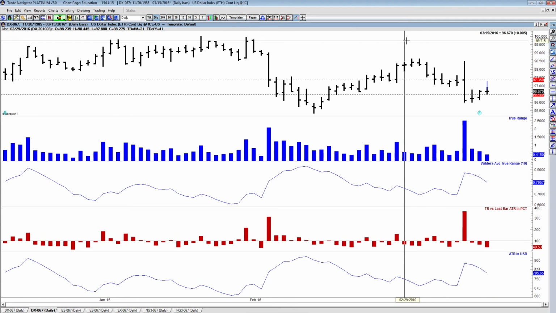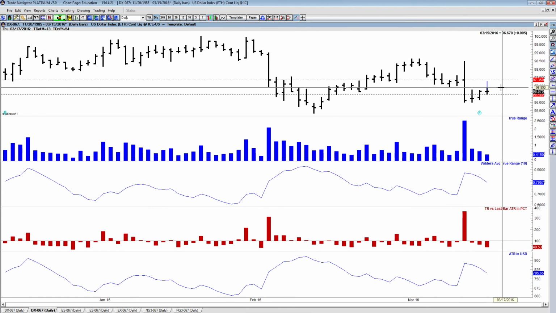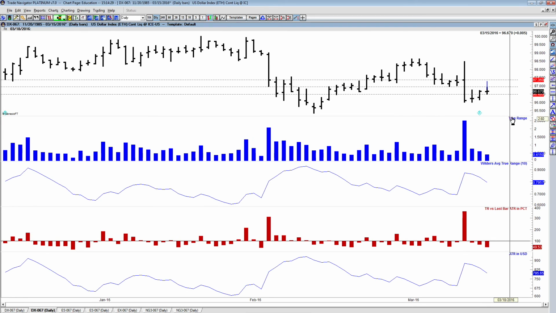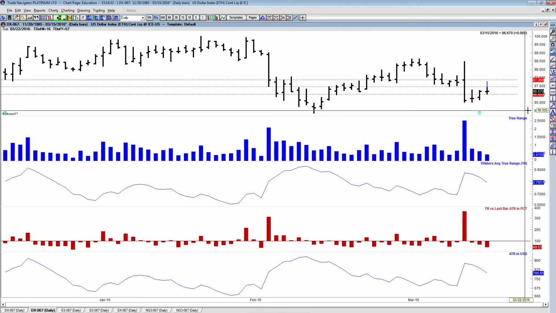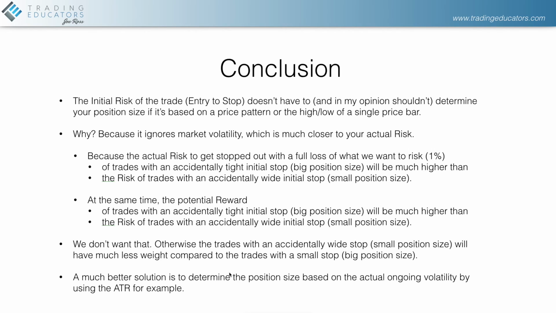And that's exactly what you want, because the odds are much bigger you're going to get stopped out with a full loss if the stop loss is tiny than if you use a larger stop loss. So there's a direct correlation between the size of your stop loss and the odds of getting stopped out. Alright, so here's the conclusion.